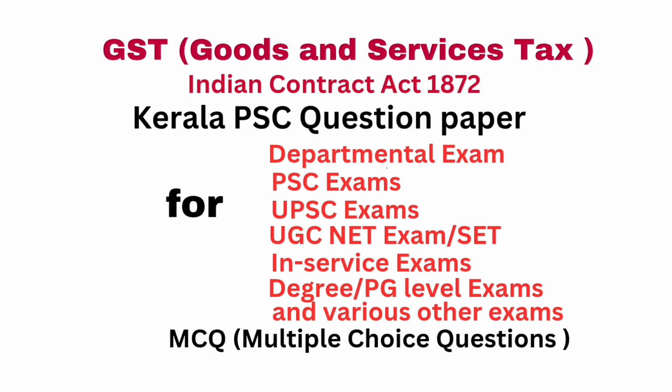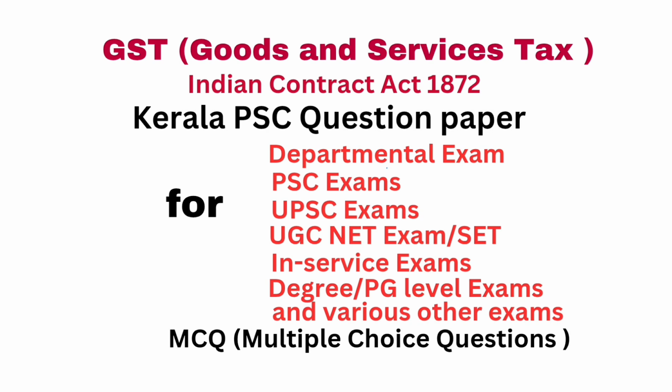Question number 81. Maximum tax percentage under composite levy is, answer, 2.5%. Question number 82. Which section of the CGST Act 2017 deals with the inspection of goods in movement? Answer 68.